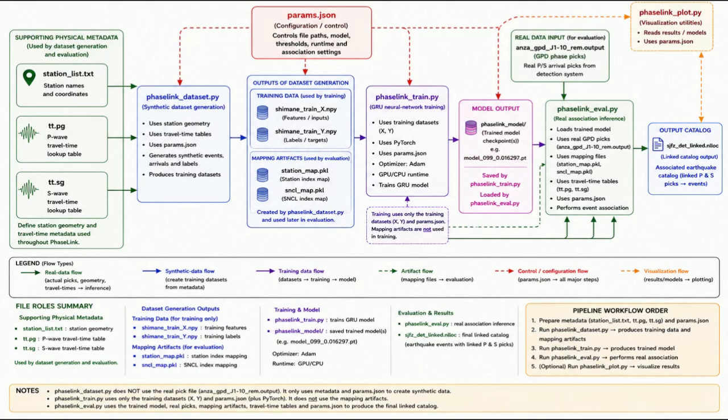Finally, the associated earthquakes are written to the output catalog sjfzdlinked.nloc. This file represents the final linked earthquake catalog, in which many individual P-wave and S-wave arrivals have been grouped into discrete earthquake events. Optionally, PhaseLinkPlot.py can then be used to visualize the results, the trained models, or the association behavior. Files such as PhaseLinkTrain.py and PhaseLinkEval.py explicitly import the PyTorch framework, making PyTorch the computational engine that performs the neural network calculations throughout the workflow.